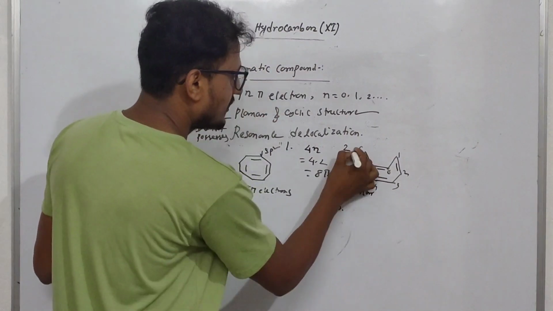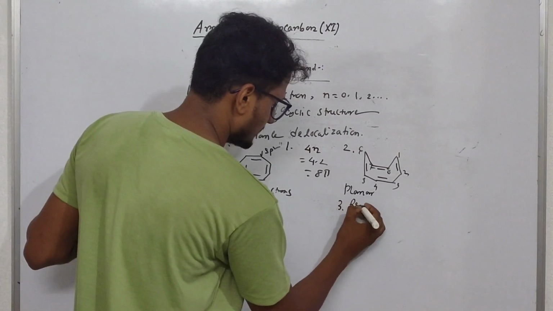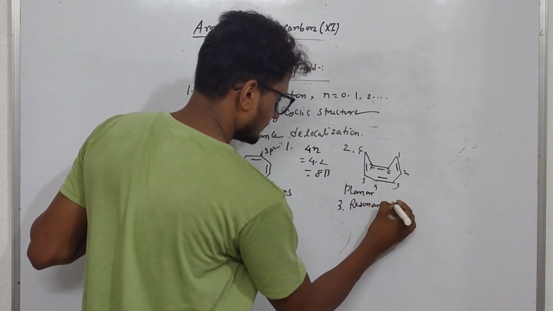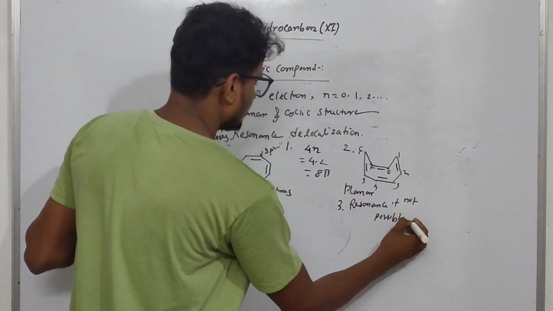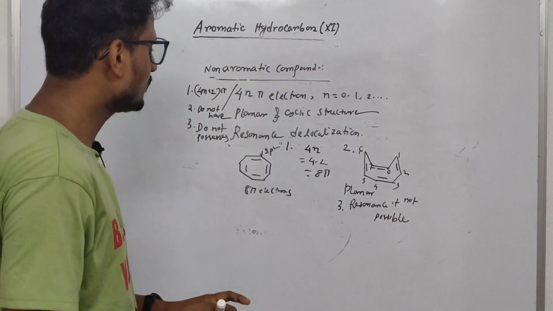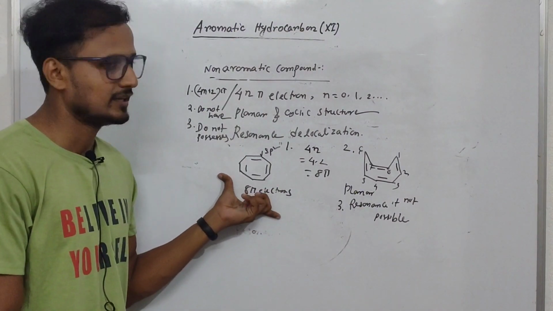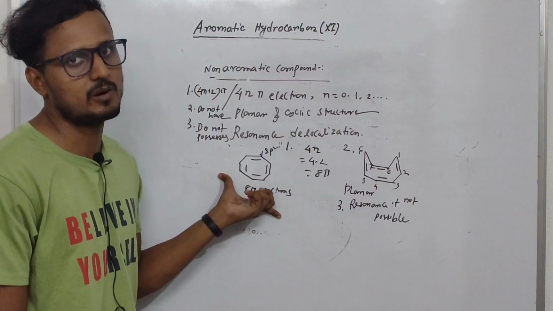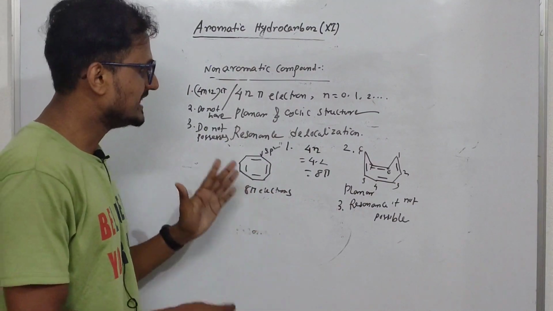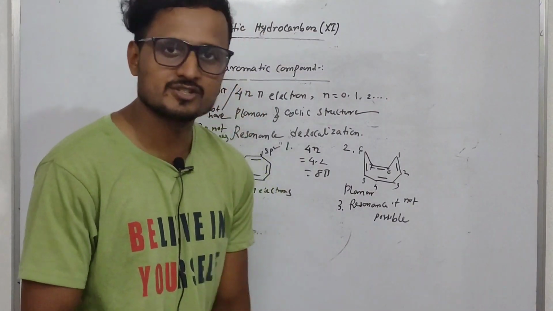and from here we cannot get resonance delocalization. Okay, resonance is not possible for this compound. Clear? So this cyclooctatetraene is not aromatic, not anti-aromatic, it is a non-aromatic compound. Okay. So in the next video we will take more examples and discuss the questions and answers.